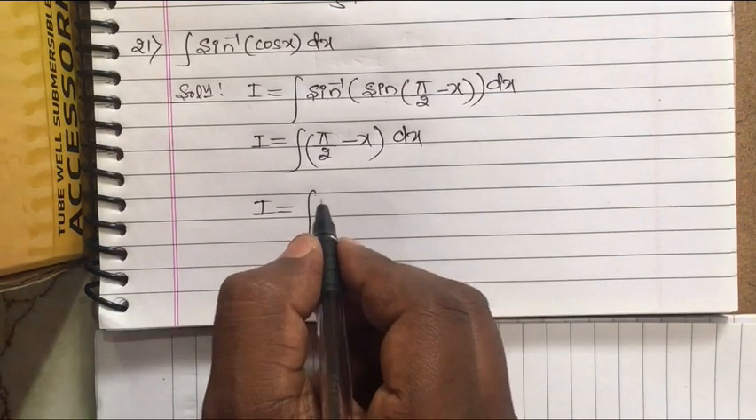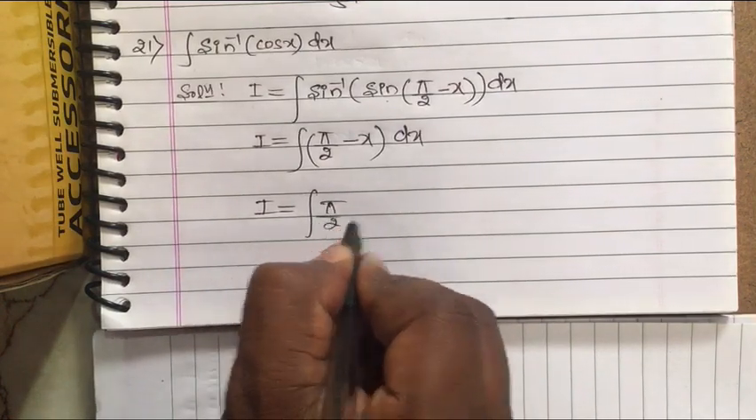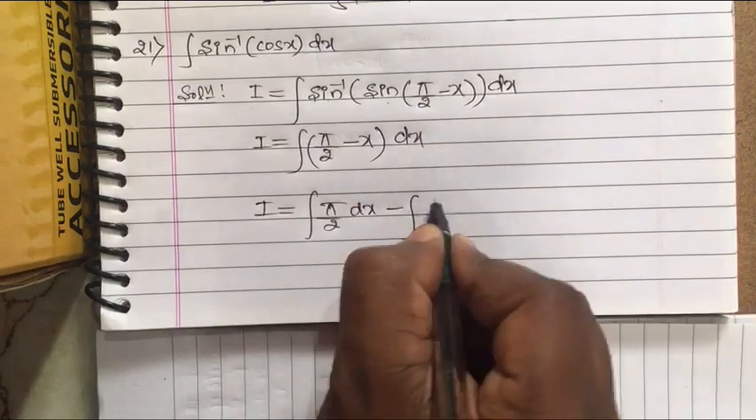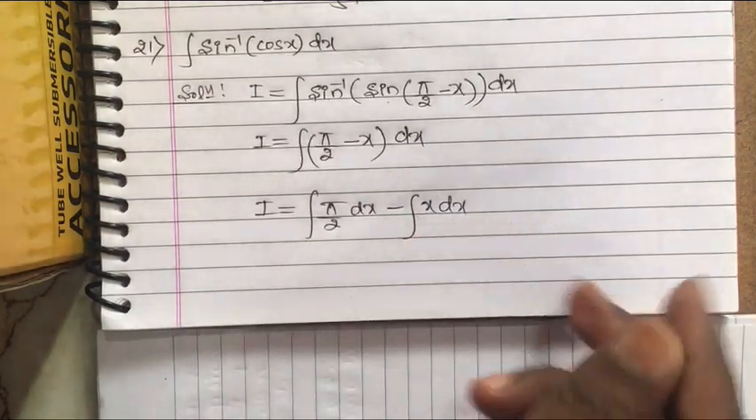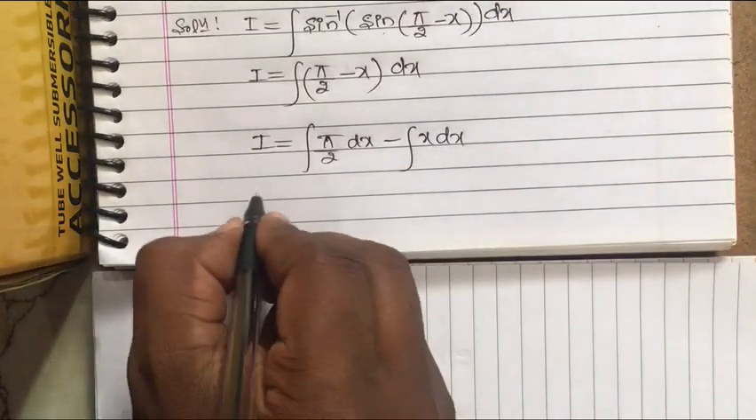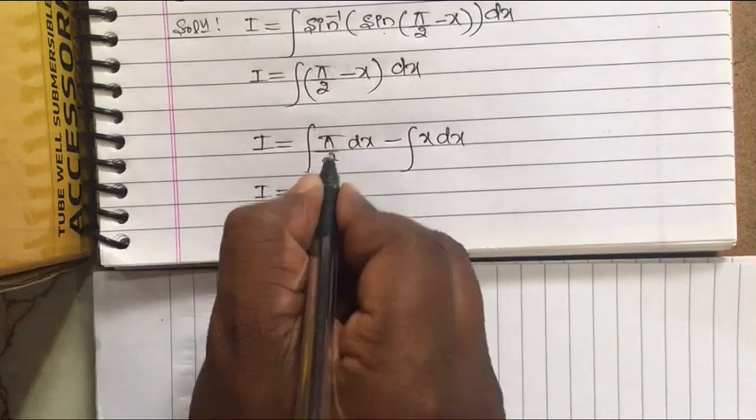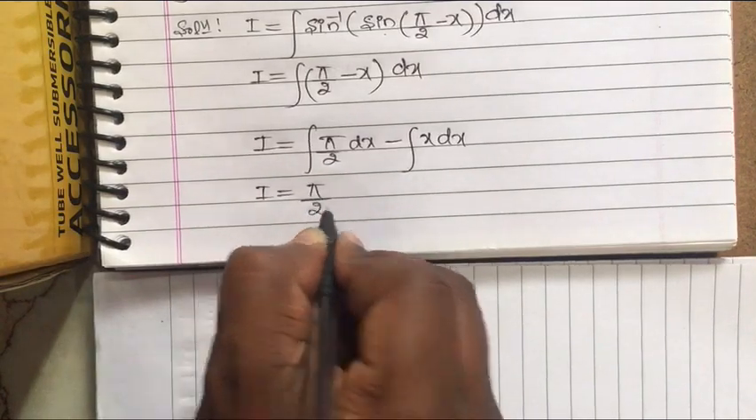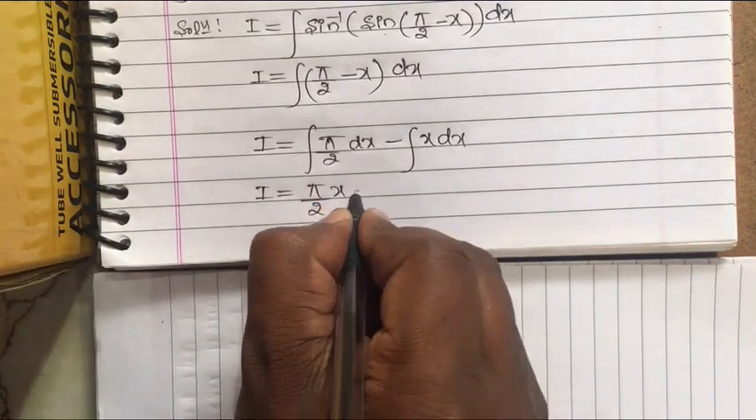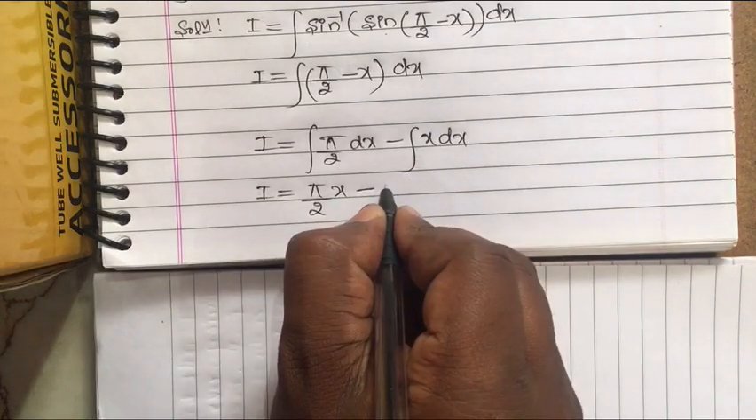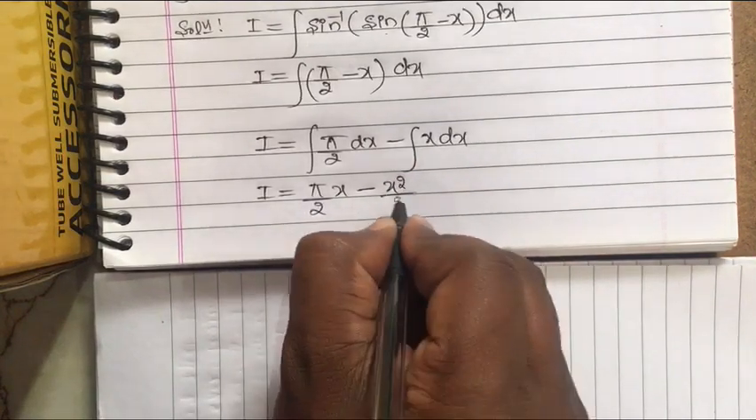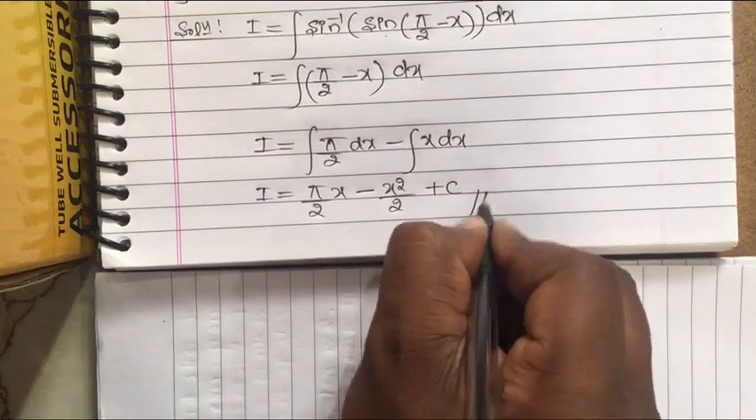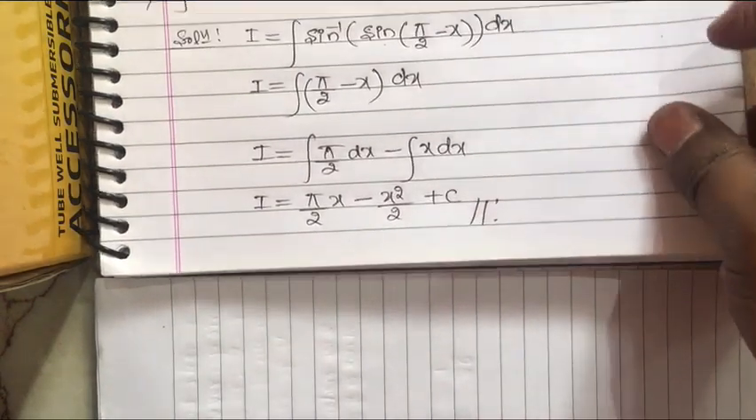So now I equals integral pi by 2 dx minus integral x dx. Integrate them separately now. I equals pi by 2, which is a constant, written outside, then integration of dx will be x, minus integration of x, which will be x square by 2, plus c. So this is all about the 21st problem.